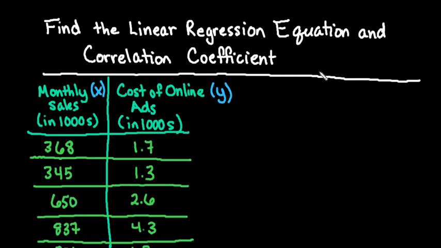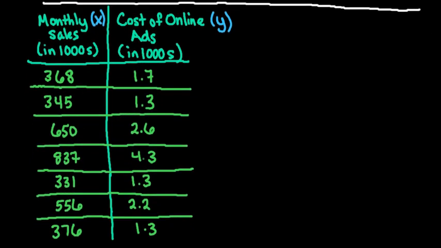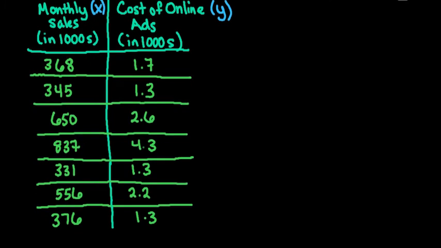Okay, for this video, what I want to do is show you how to find the linear regression equation and the correlation coefficient using your TI-84 graphing calculator. So what we have here is we are going to use X as our monthly sales in thousands and our cost of online ads in thousands also.